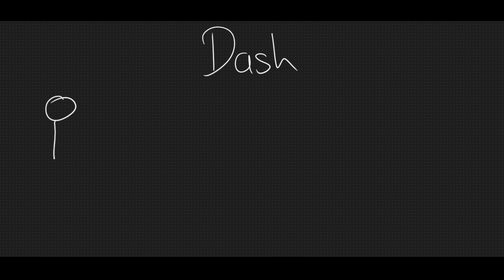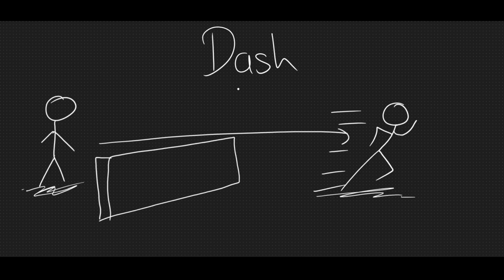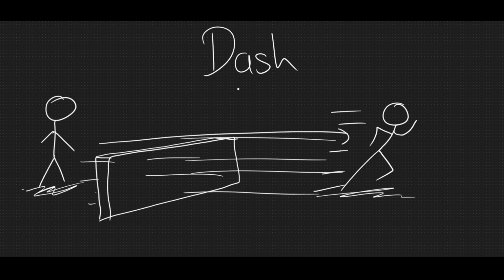The dash. It's an ability that enables your character to rush in a forward direction, allowing them to traverse the game world at an extraordinary speed. This ability lets players dash through obstacles, seamlessly reaching their desired locations.